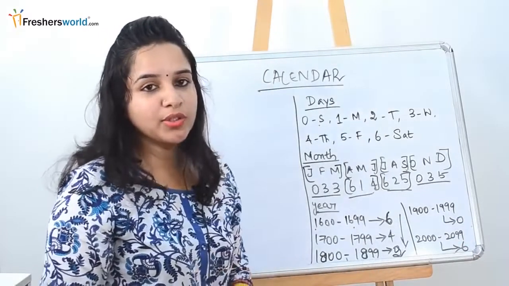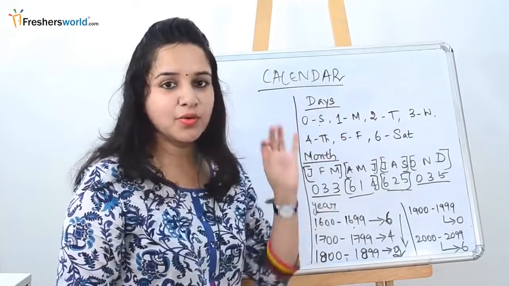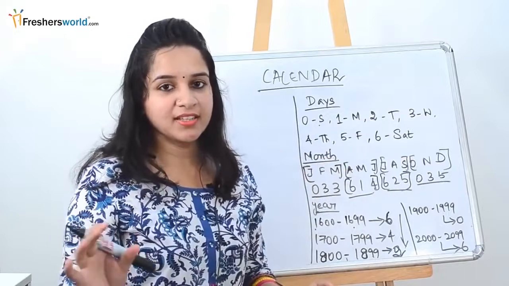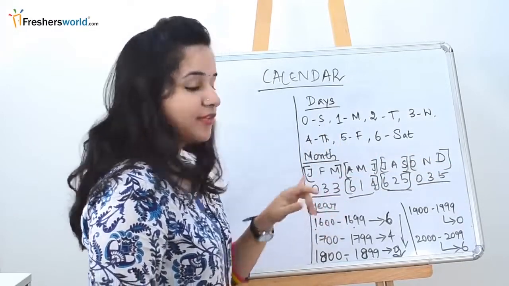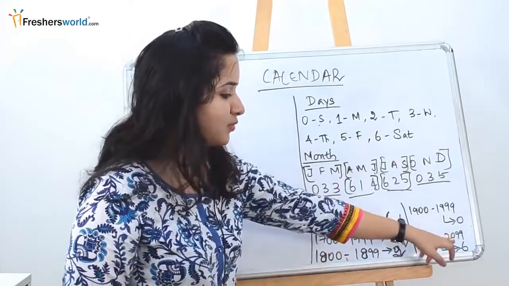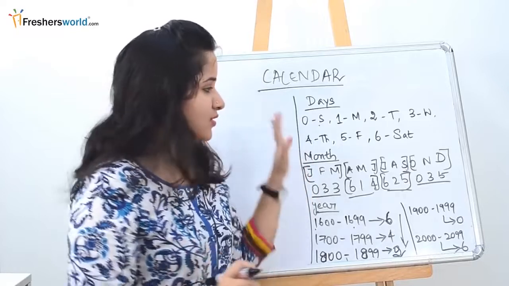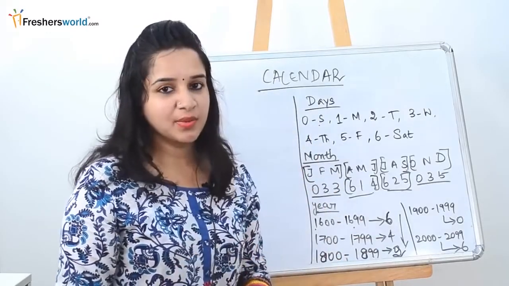So how do we do it? For days, from Sunday we code till Saturday, so 0 to 6. For months, remember the first 3 and last 3, then fill the middle, from Jan to December. Similarly for years, we start from 1600 till 2099. How do we remember it? 6, 4, 2 and 0, 6. So remember these codes for solving the calendar problem. Let's get started with a simple question now.